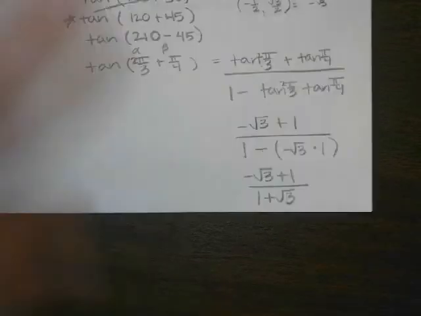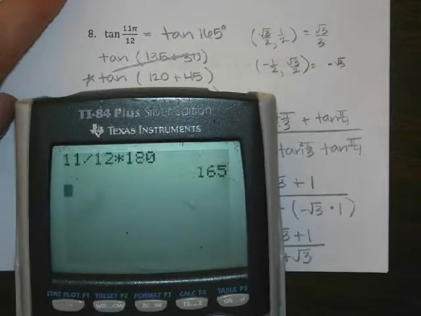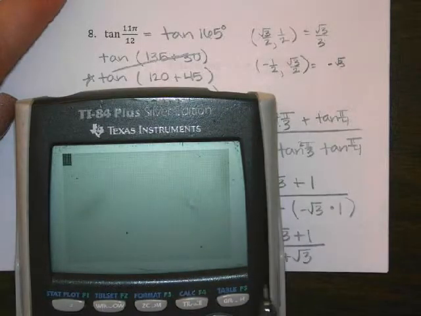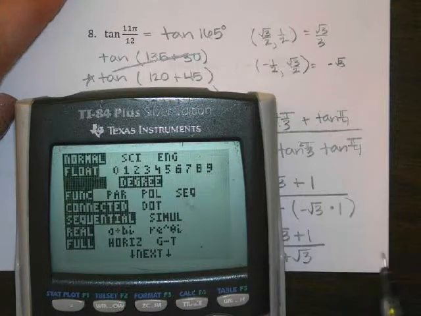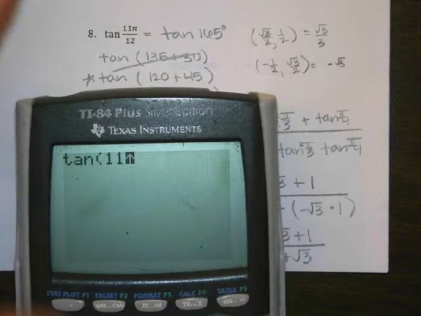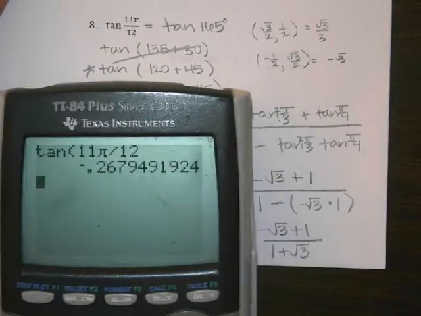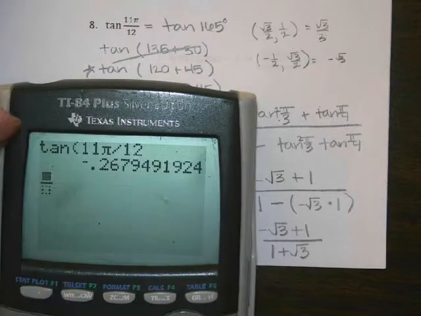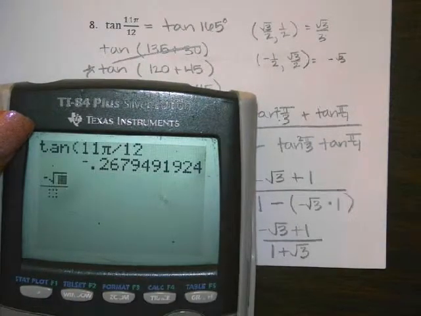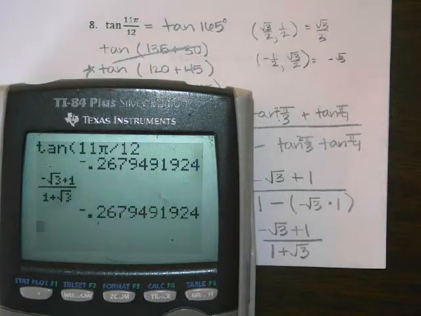Okay? So to check my answer, I'll go ahead and do the original problem. I'm going to turn my calculator back into radians because this said 11 pi twelfths. And if I do tan of 11 pi twelfths, that gives me that decimal. And then if I type my fraction in, I have negative square root 3 plus 1 over 1 plus square root 3. And I have the same decimal.